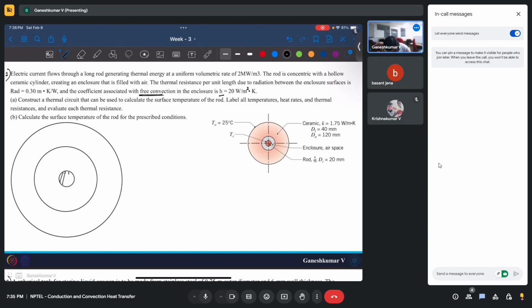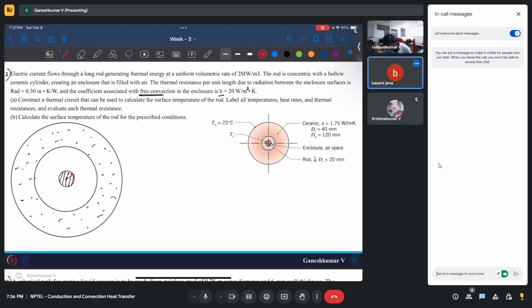So this is the rod which is carrying the current, diameter 20 mm, and this is the ceramic cylinder. From here, the diameter is 20 mm, which means the radius will be 10 mm.